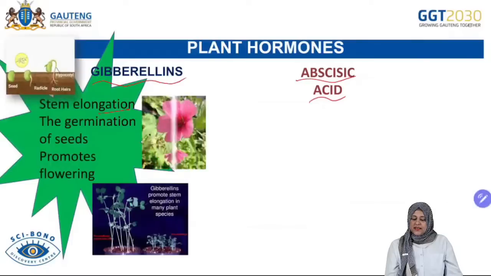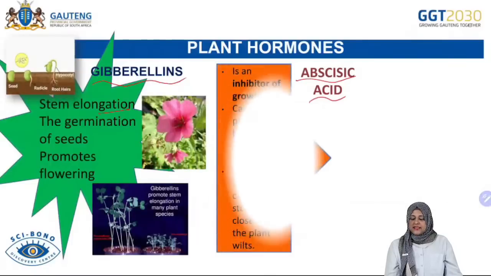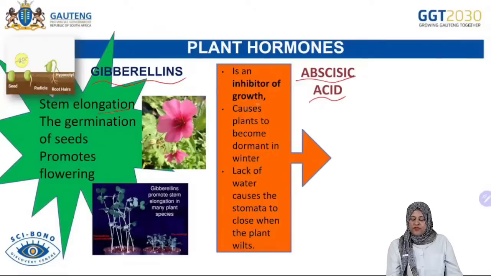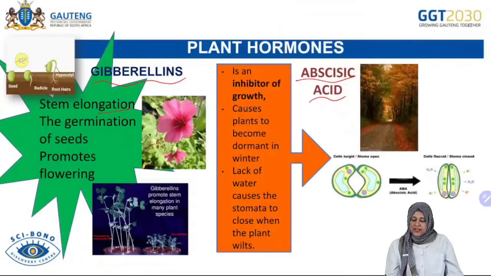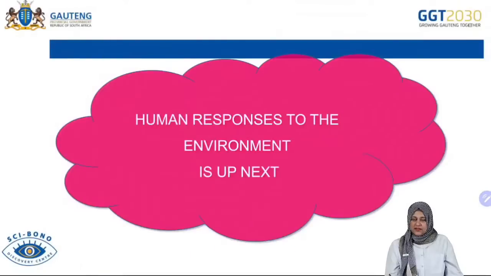Okay, you can see there. And abscisic acid is an inhibitor of growth, causes plants to become dormant during winter. Lack of water causes stomata to close when the plant wilts. So that's trying to protect that plant.